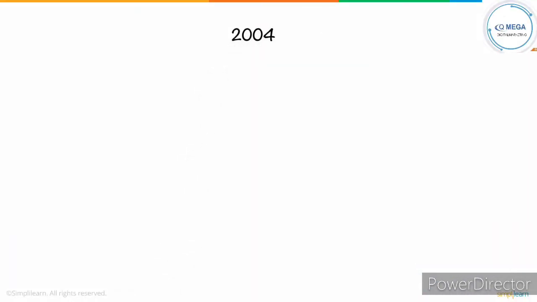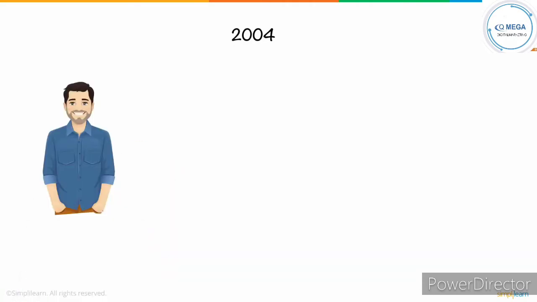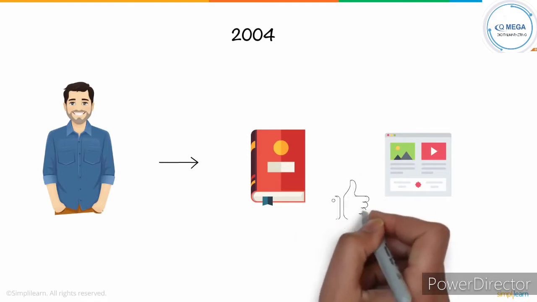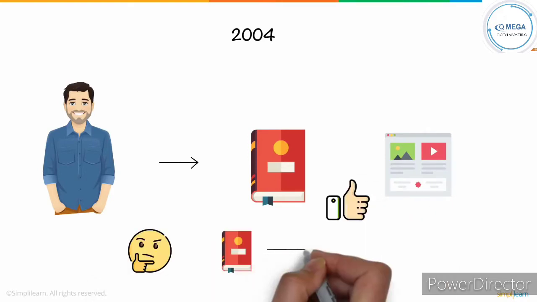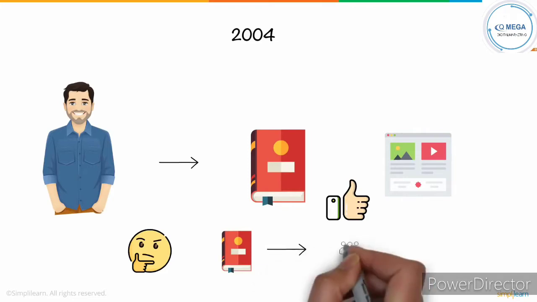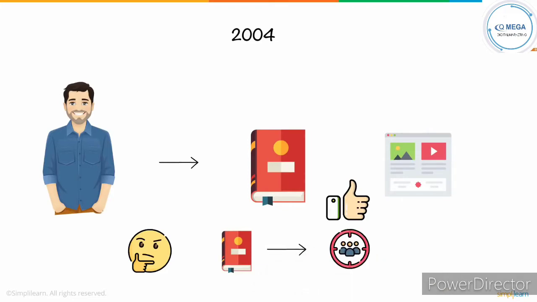Imagine it's the year 2004. This is Phil. Phil's looking to release a book and set up a blog. He's sure that it'd be successful, but he's only worried about one thing. He doesn't know how to ensure that his book reaches the right target audience who could enjoy his book.